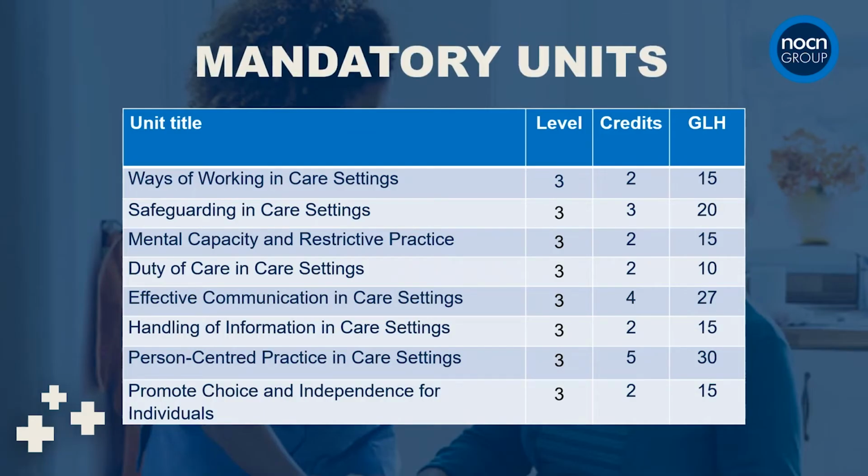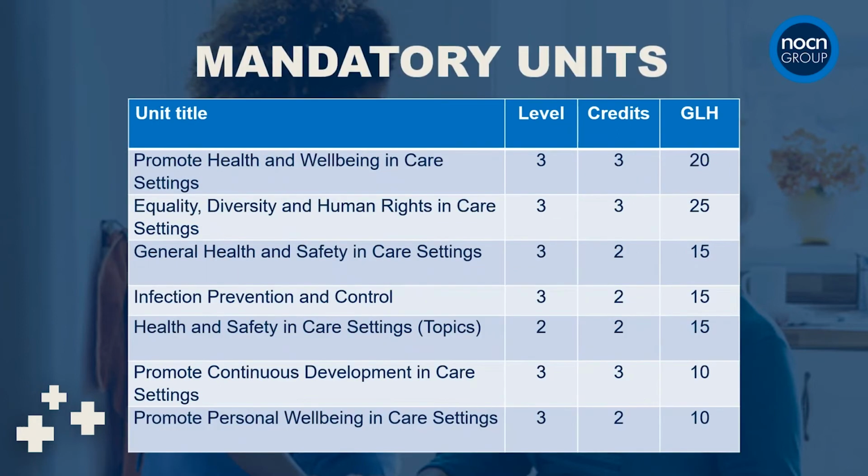So here's the list of mandatory units. I'm not going to read through them all, as they're very similar to the same or similar unit titles as the existing qualification. The difference in this list is that there is a unit on restrictive practice and one on promoting choice and independence for individuals to encourage implementation of best practice.